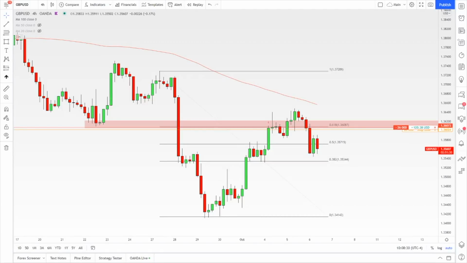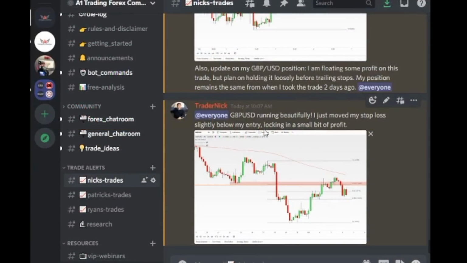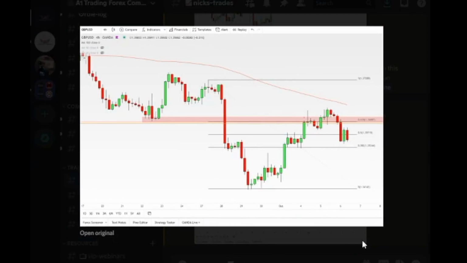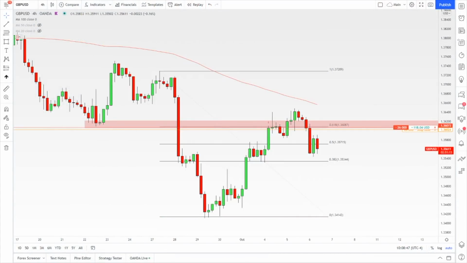All right, guys, there we go. I just moved my stop loss to break even, as you can see, and I just sent this out to the group. Said pound dollar running really nice. Just moved my stop loss slightly below my entry, locking in a small bit of profit. So there's the screenshot. With that said, I'm just going to pause, give this some time, and we'll come back once things move.